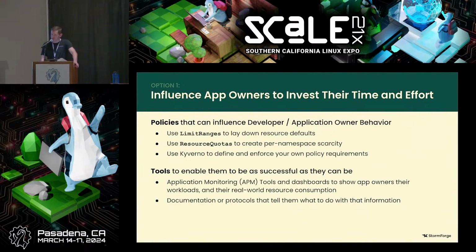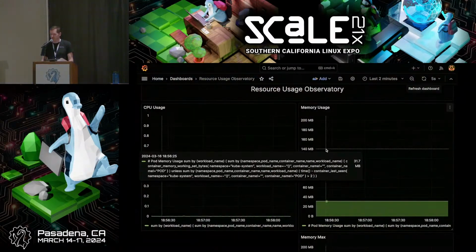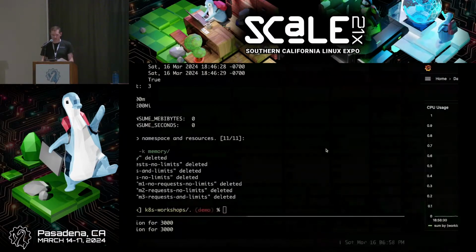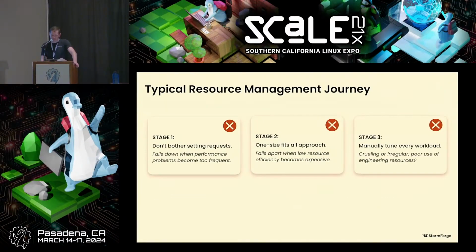If you're going to do that, it is really important to have some kind of tooling that helps them be successful with that. Even the little Grafana that I was running is something that can really help. You know that you're going to set requests according to what's actually being used, but you've got to be able to tell what's going on. So any kind of tooling that actually helps people understand that would be pretty important.